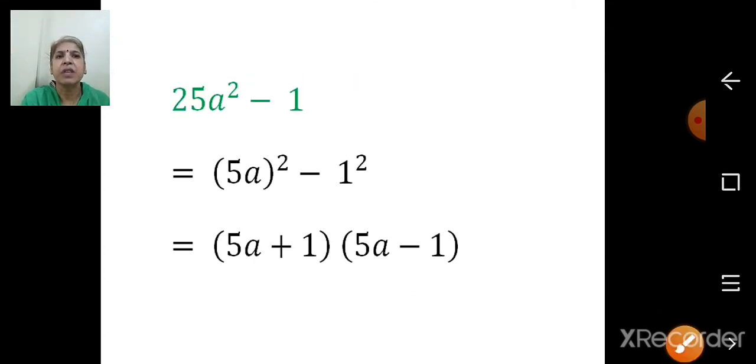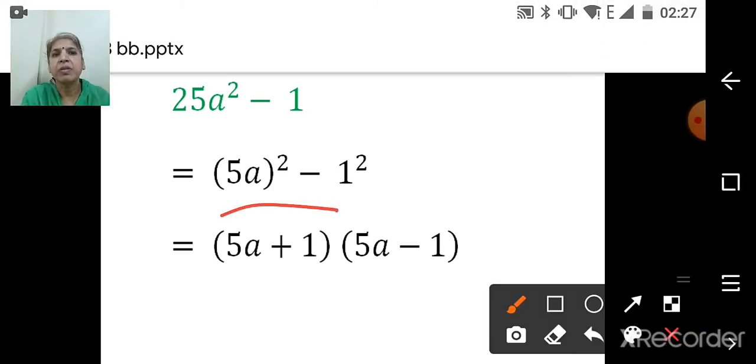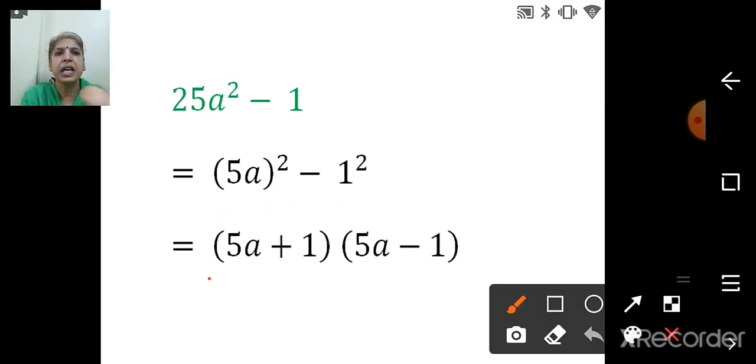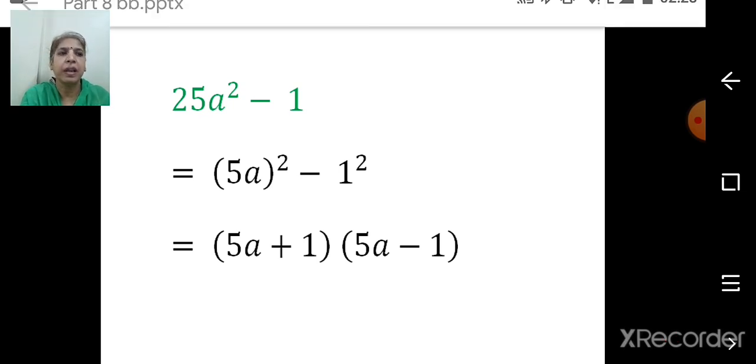Next is 25a square minus 1. It is simple. It is based on formula a square minus b square. 25a square is square of 5a, the whole square. And 1 is square of 1. So factors are 5a plus 1, 5a minus 1.